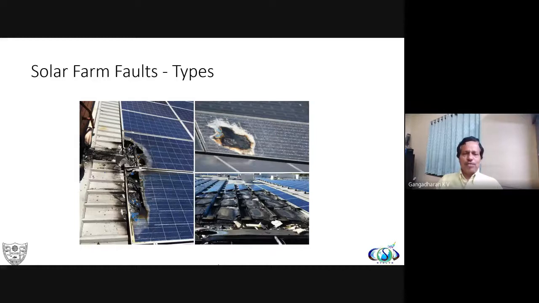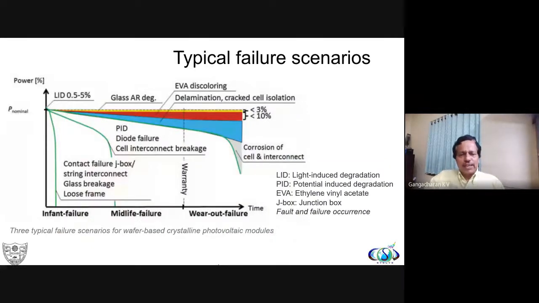So when we are looking at faults, what I can just look around and see is one, and what I can detect after some time is another. So we look at the faults in these three different areas. First, infant faults: when you are installing and commissioning, within a short period, if something comes up, it is called LID. Normally 0.5 to 5% of faults come in this region. This is the infant mortality and infant failure, light induced degradation.